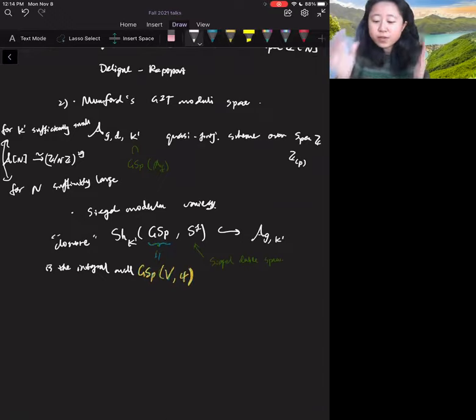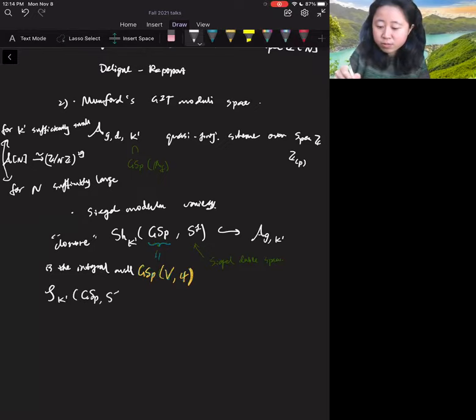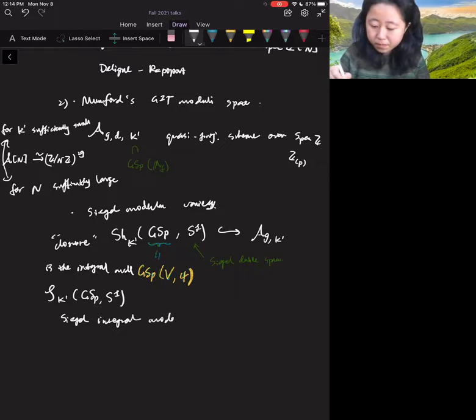So the closure is the integral model. And we denote this often by this fancy font S, and you write down the level structure and the Shimura datum. Okay, and this is called the Siegel integral model, as a scheme over Z or Z_p, whichever you prefer.